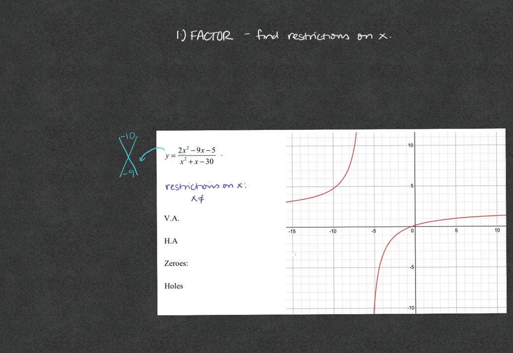Here's a quick review on how to graph rational functions. In this case, I entered this into Desmos, so we already have the graph partially done. But this is how you would start it. Step one, you always have to factor.